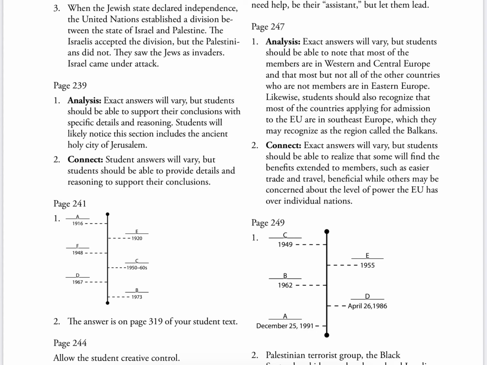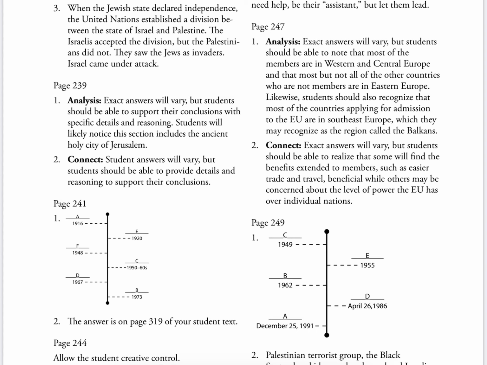On page 247, it says exact answers will vary, but students should be able to note that most of the members are in Western and Central Europe, and that most but not all of the other countries who are not members are in Eastern Europe. Likewise, students should also recognize that most of the countries applying for admission to the EU are in Southeast Europe, which they may recognize as the region called the Balkans.